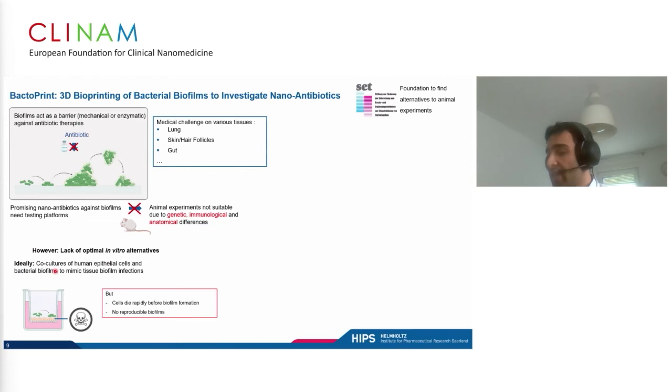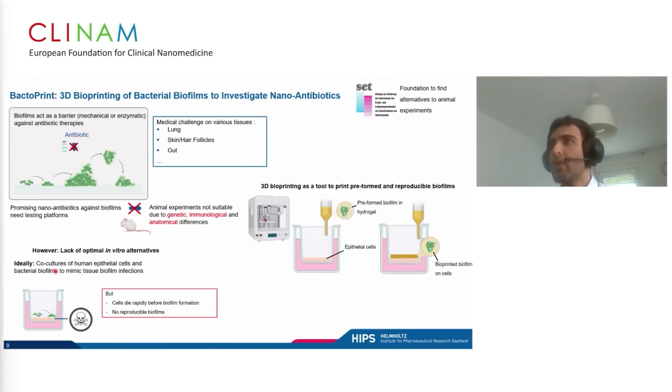So that's why we came up with the idea: how about using 3D bioprinting and growing the biofilm in a hydrogel, so that we have a ready biofilm in a hydrogel, and then we print the biofilm reproducibly on top of the epithelial cells in any shape and dimension you want. You can also use the tool without any cells and just print the biofilms in any required shape you desire for any kind of antibiotic testing.